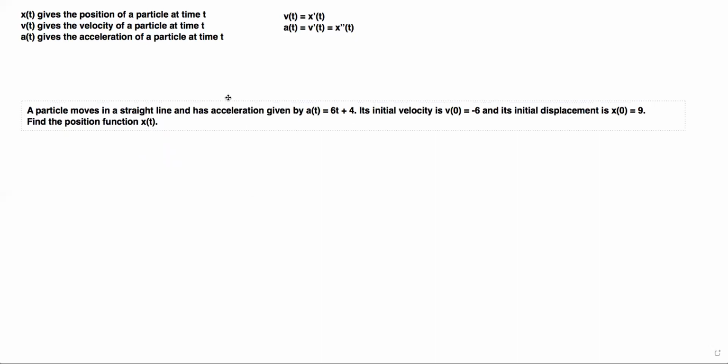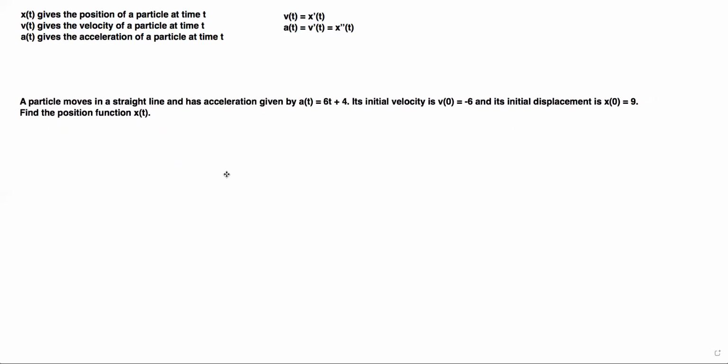All right, so we have this information. Our goal is to find the position function. We want to find x of t. What would be the first thing we want to do in this situation? Use our information to find v of t. Good call. How would that work?